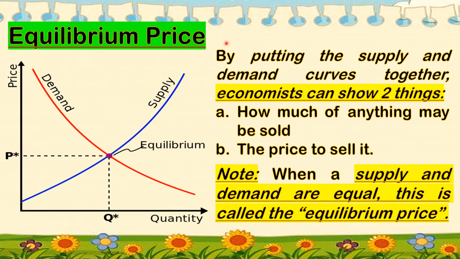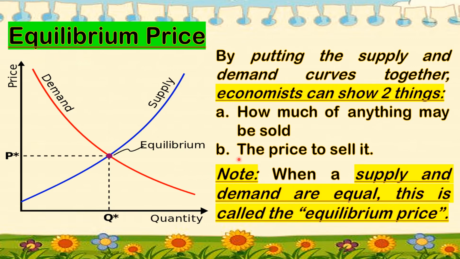Equilibrium price. By putting the supply and demand curves together, economists can show two things. What are these two things? Letter A, how much of anything may be sold. So you can see here the quantity or the number of products, and letter B, the price to sell it. Okay, so we have supply or the quantity of the products, and we have the price. It depends on the demand or how many people want to buy.